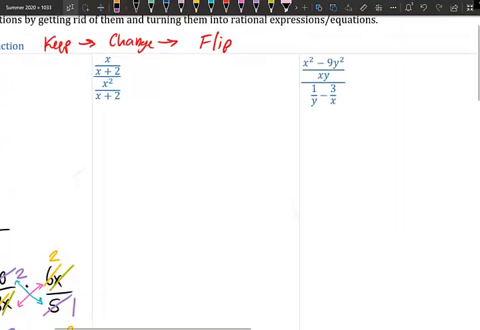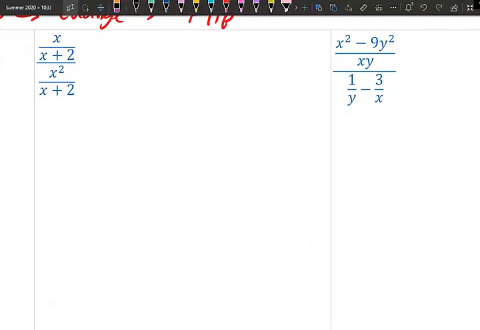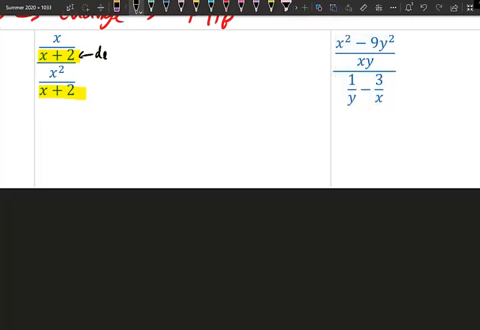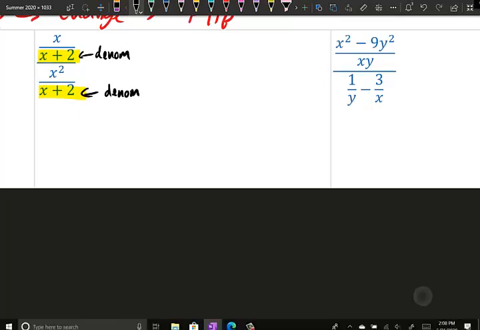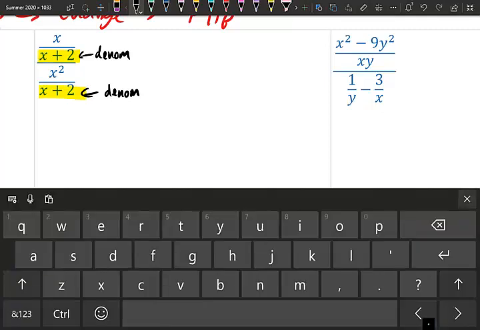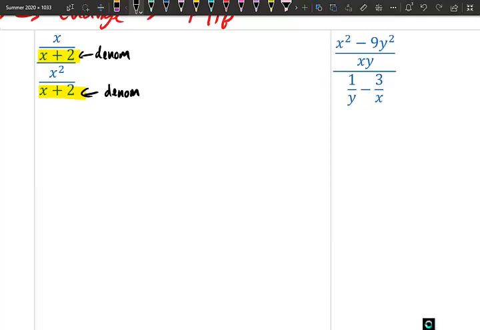Okie dokie, moving on. So we have x over x plus 2, all over x squared over x plus 2. Do you notice something? The denominators are the same. The denominator on the top is the same as the denominator on the bottom. If that's the case, they cancel out. But what if you can't remember that? I'll teach you another way. But if you do remember that, they do cancel.